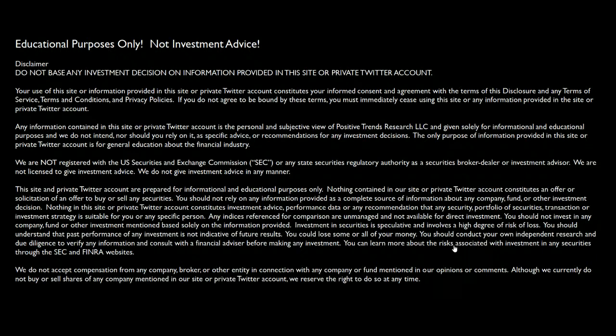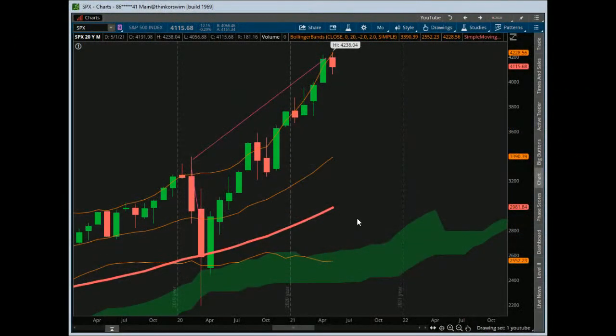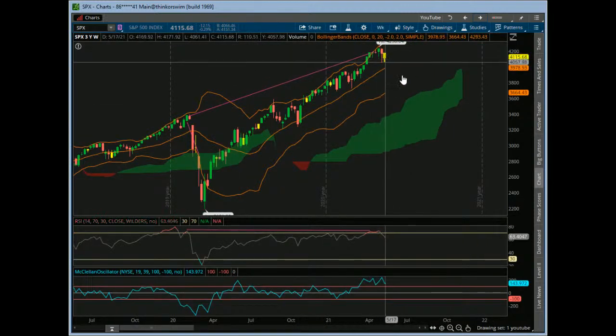So let's get started. All right, so SPX here, guys, down about 12 points today. Monthly charts still red off of the upper Bollinger Band. Weekly charts still an inside week.